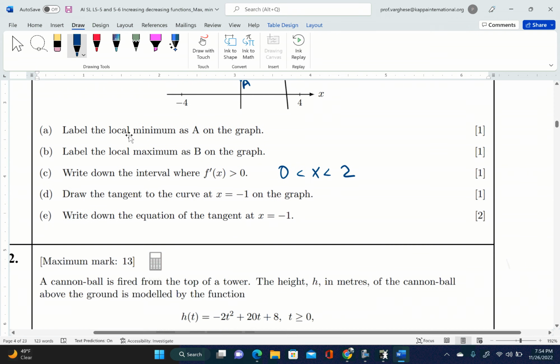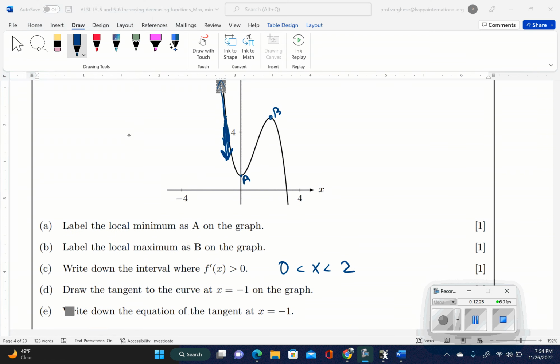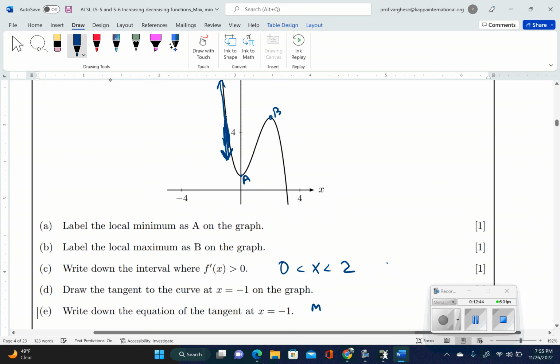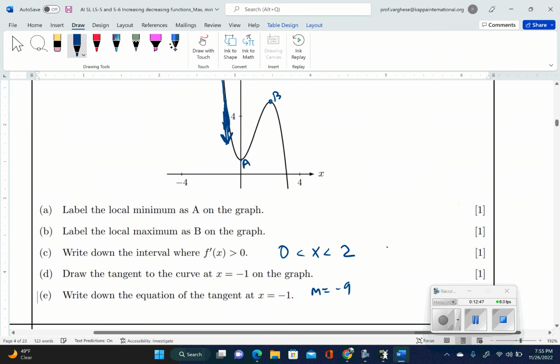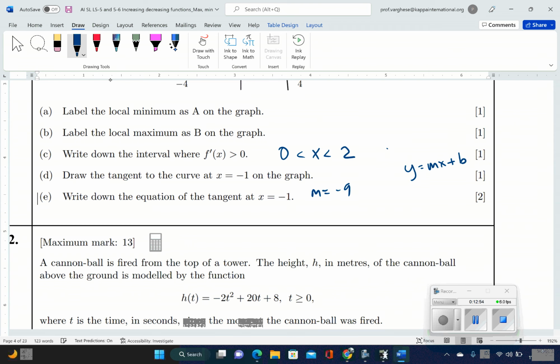All right, and write down the equation of the tangent at x equals -1. So I just went ahead and put in my function, so d dx. I put the original in, and I'm looking to see the tangent at x equals -1, and I get that the slope is equal to -9. So I have here the slope is equal to -9. The formula for a line is y equals mx plus b. So I just found out that my slope is -9, so I have y is equal to -9x plus b.